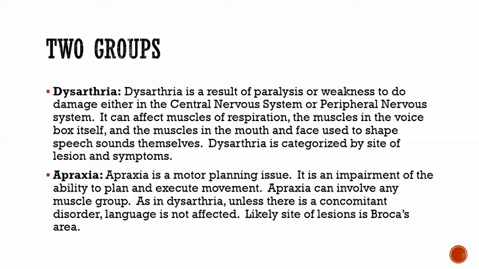And then apraxia is a motor planning issue. It's an impairment of the ability to plan and execute movement. Apraxia can involve any muscle group, and as in dysarthria, unless there is a concomitant disorder, language is not affected. Likely site of lesion for apraxia is Broca's area. Broca's area is thought to be the motor planning area for speech.